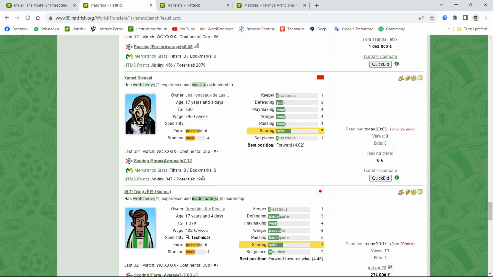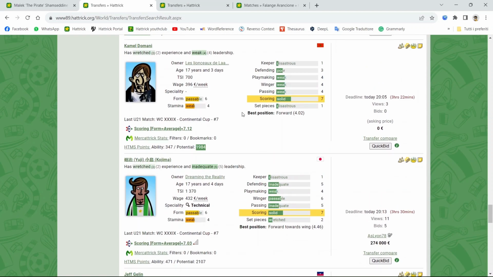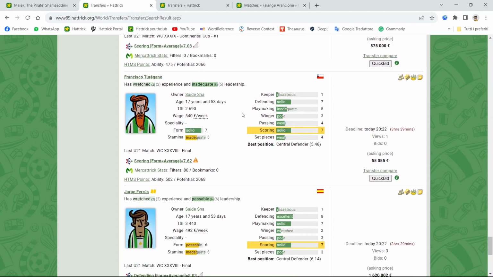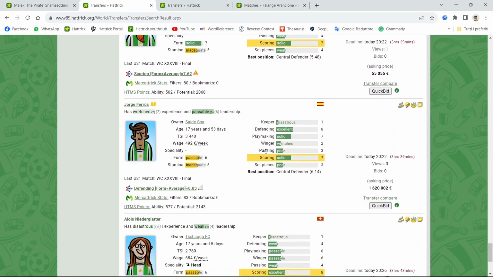This player with less potential, 2000, at least has scoring, passing at 4, winger at 4, playmaking at 4, which are all skills useful for a forward, and at the end he is better than the guy that we were seeing before, who has passing 3 and winger 2. This is an extreme example, but this is what I would like to share with you. Check the potential, but after that you need to understand deeply how it is composed and which skills the potential is based on.